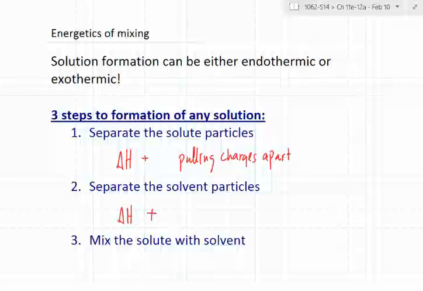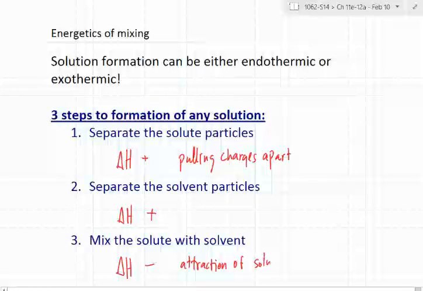So, separate the solute particles, get them apart from the solid. Separate the solvent particles to make room for the solute. Okay. Then finally, mixing the solute with the solvent. What sign is delta H of that process? Negative. That's going to bring opposite charges closer together, right, through their attraction.